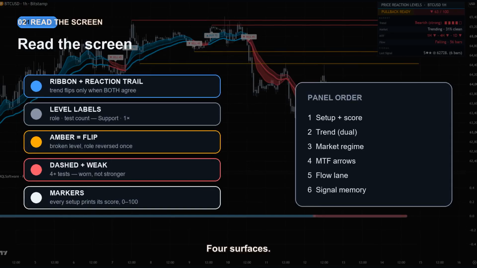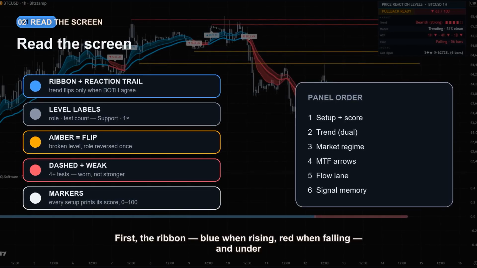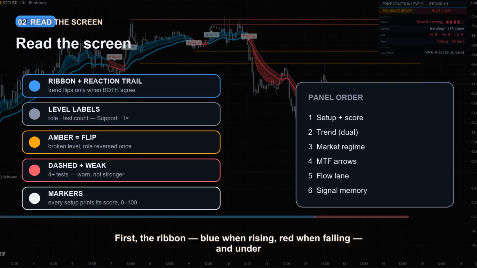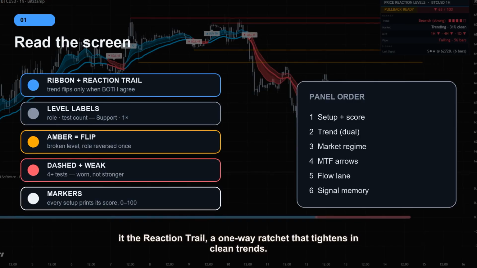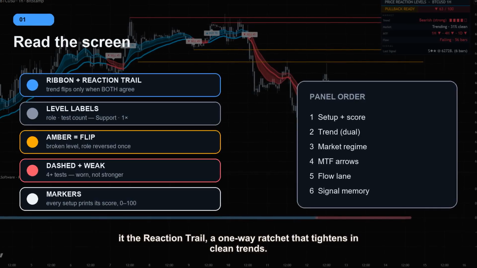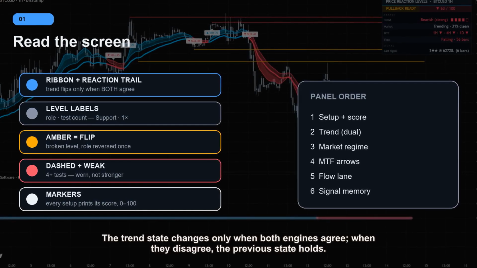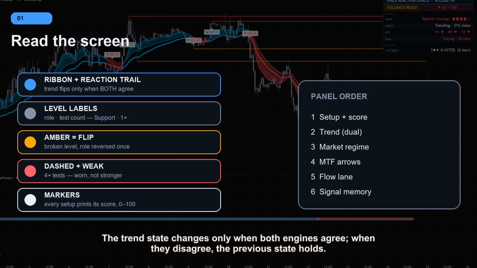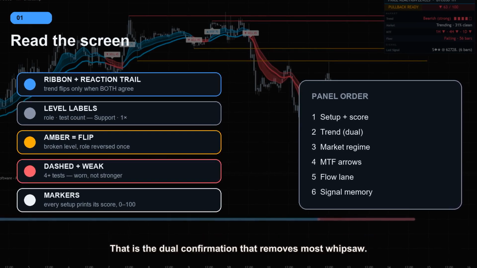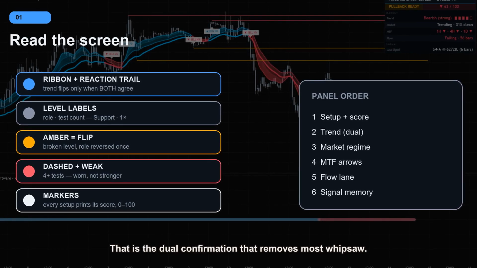Four surfaces. First, the ribbon, blue when rising, red when falling, and under it the reaction trail, a one-way ratchet that tightens in clean trends. The trend state changes only when both engines agree. When they disagree, the previous state holds. That is the dual confirmation that removes most whipsaw.